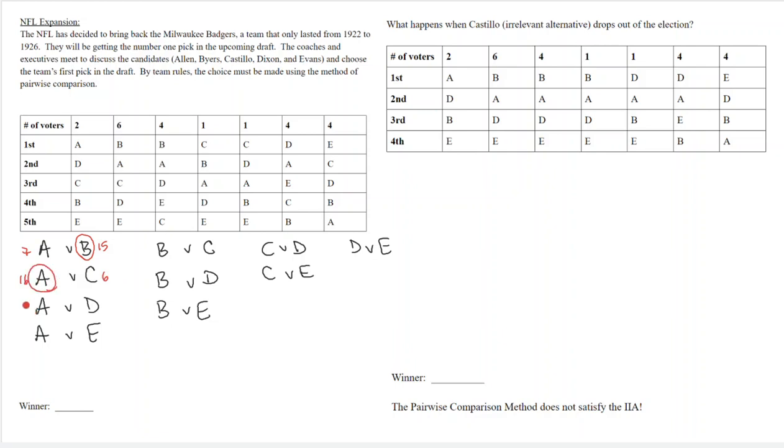A versus D, 13 to 9. A versus E, 18 to 4. B versus C, 10 to 12. B versus D is 11 and 11, so we have our first tie here.